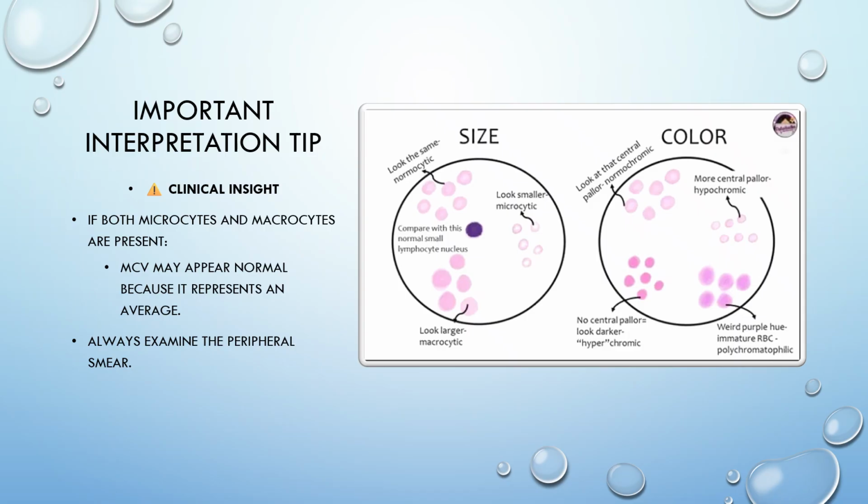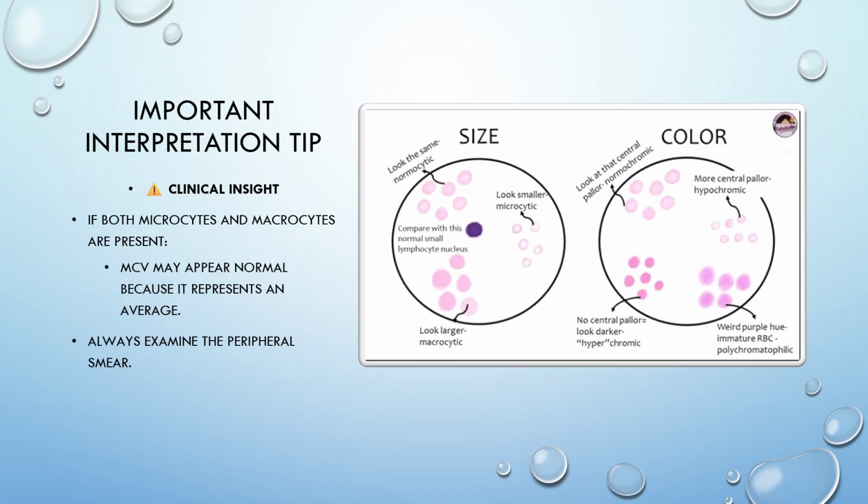This slide highlights a concept that is extremely important for laboratory interpretation. Sometimes the red blood cell population contains both microcytes and macrocytes at the same time. When that happens, something interesting occurs with the analyzer results. Because MCV represents an average, the presence of both small and large cells can actually cause the reported MCV to appear within the normal range.